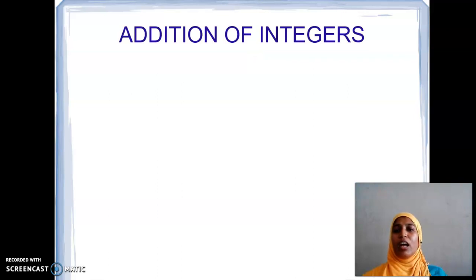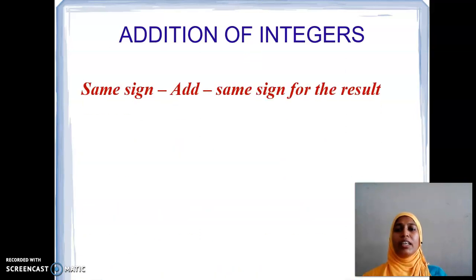Now let's learn about addition of integers. You have already learned this addition of integers. To sum up, I will tell you one mantra, that is, same sign, add, same sign for the result. I repeat this mantra, my dear children. Same sign, add, same sign for the result.